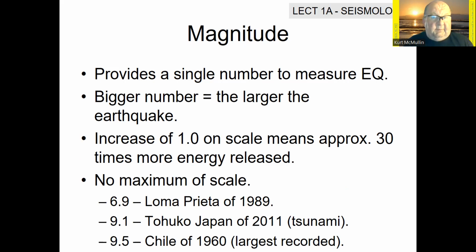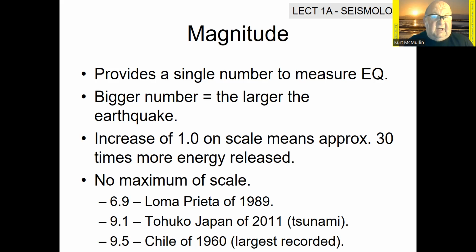Technically, there's no maximum for this scale. In other words, we can always have a future earthquake which is even a larger magnitude than has ever occurred before. But some examples: the Loma Prieta earthquake of 1989 in the San Francisco Bay Area was 6.9. The Tohoku, Japan earthquake of 2011 that caused the tsunami was 9.1.